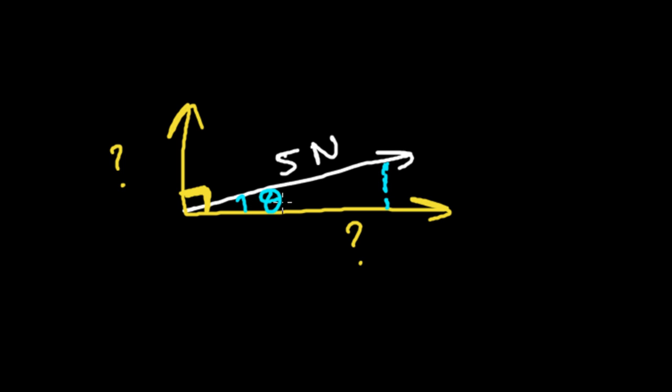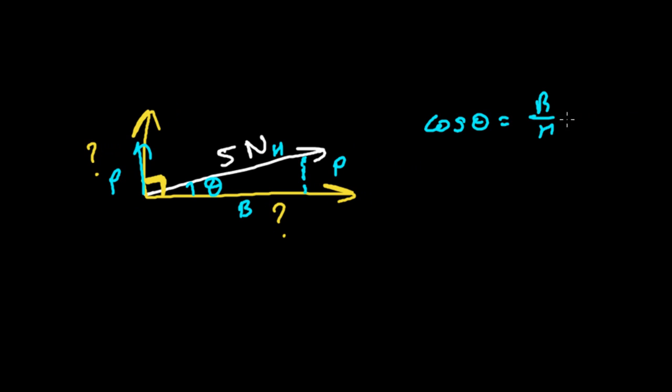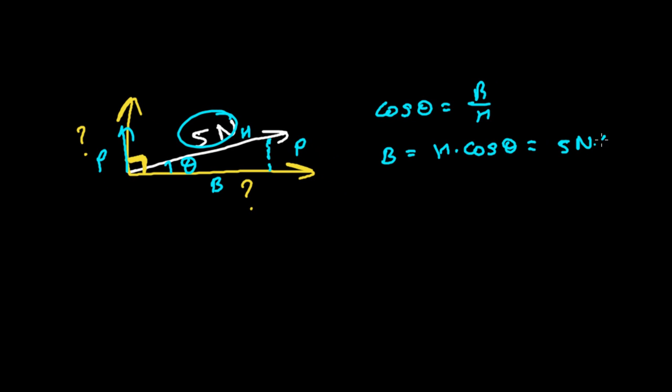So let's say this is angle theta. This will be our perpendicular, this is our base, and this is our hypotenuse. This is also perpendicular, keep in mind. If you take cosine of theta, then cosine of theta is base over hypotenuse, and the base is the one we are trying to find out, which is one of our components. So it's going to be hypotenuse times cosine of theta, and our hypotenuse is 5 Newton. So this is our one component, which is 5 Newton cosine of theta.